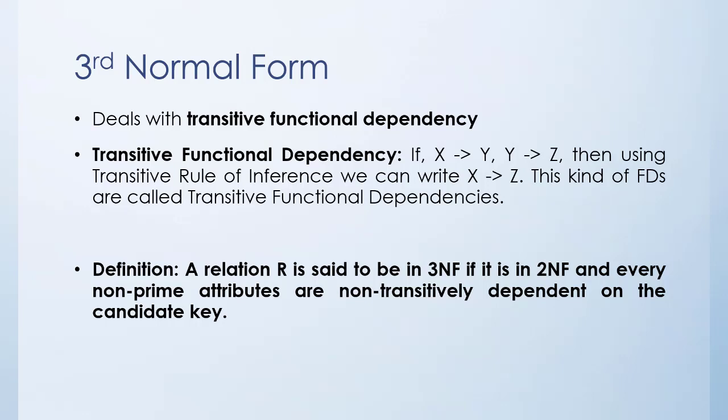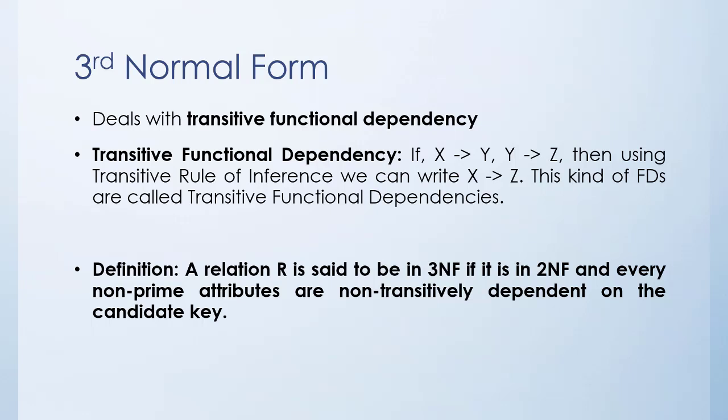What is a transitive functional dependency? Suppose in a relation R, there are three attributes x, y, and z. Then if x determines y and y determines z, we can use the transitive rule of inference to write x determines z. This kind of functional dependency is called a transitive functional dependency. In simple words, if any attribute or a set of attributes z is functionally dependent on a set of attributes x, but through any other attribute, then it is a transitive functional dependency.